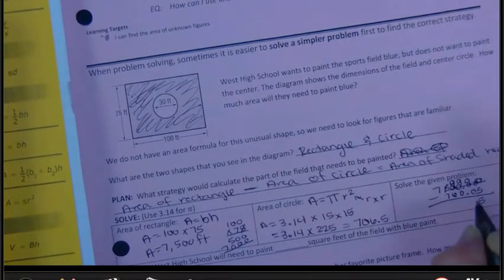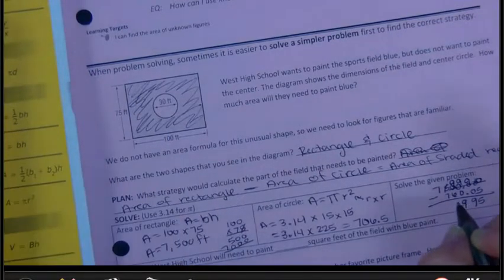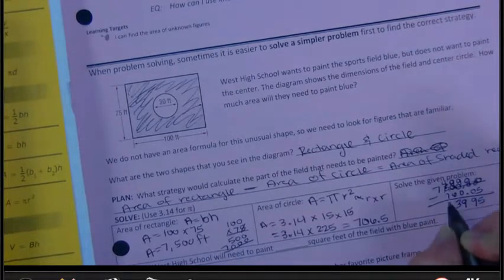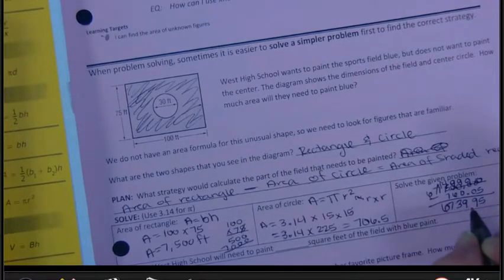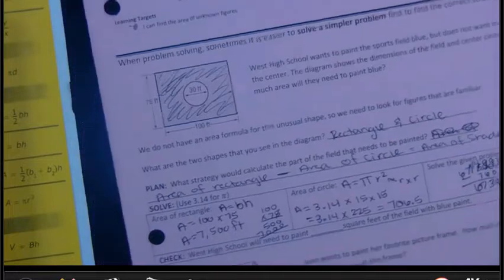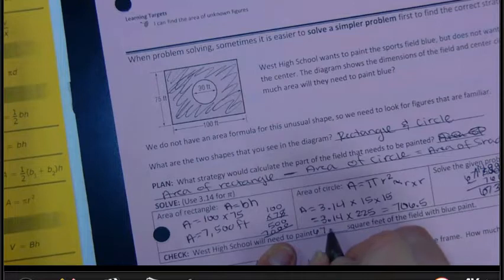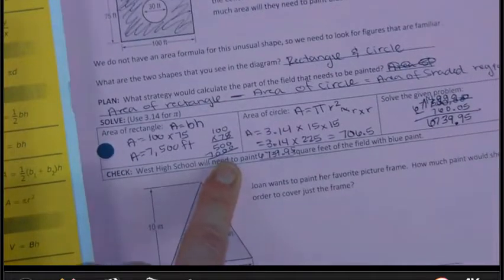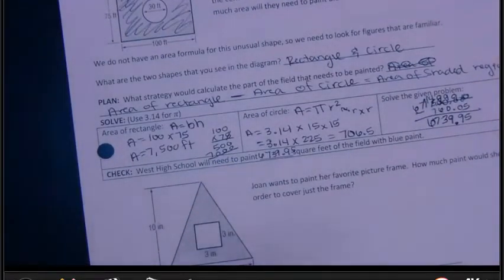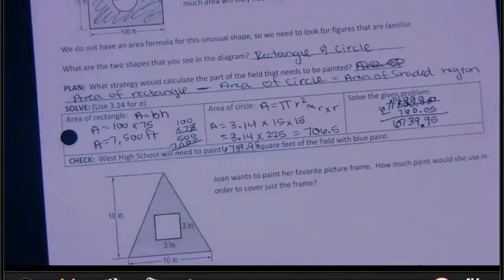10 minus 5 is 5. 9 minus 0 is 9. 9 minus 0 is 9. 9 minus 6 is 3. Well, I've got 4 now, so I have to borrow from the 7. So 14 minus 7 is 7, and then 6 here. And then I'm going to bring my decimal straight down. So West High School will need to paint 6,793.5 square feet. Okay, let me move this off. Sorry. 6,793.5 square feet.